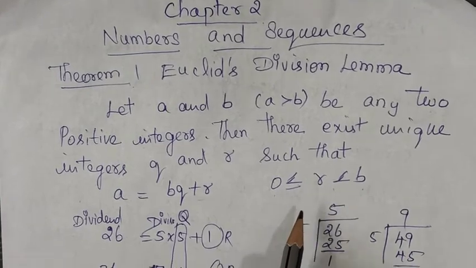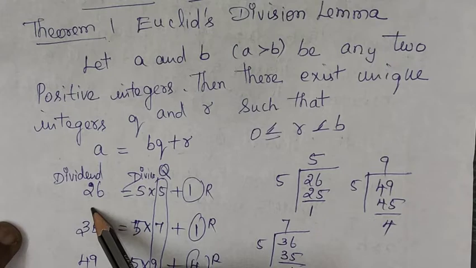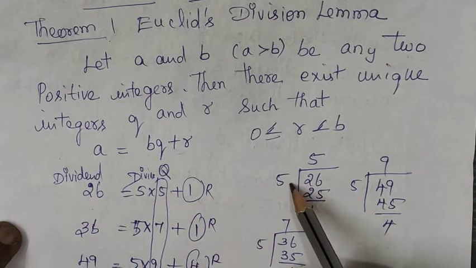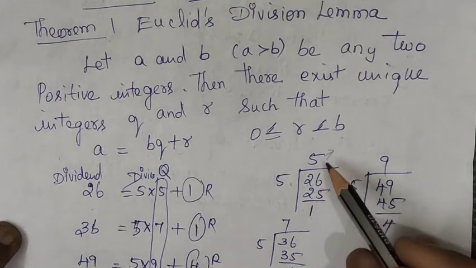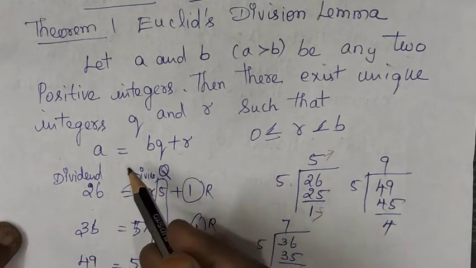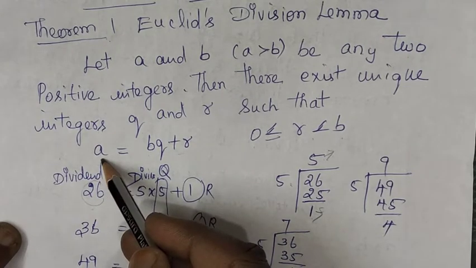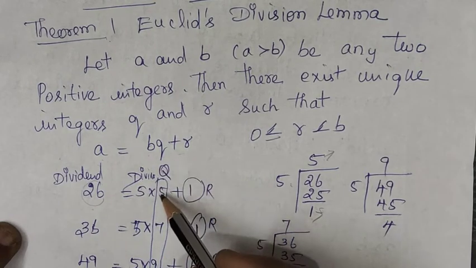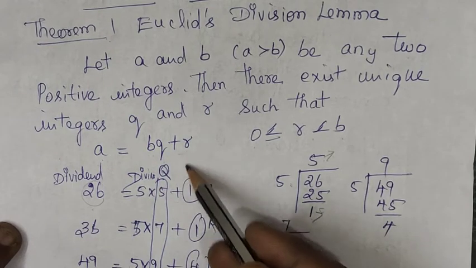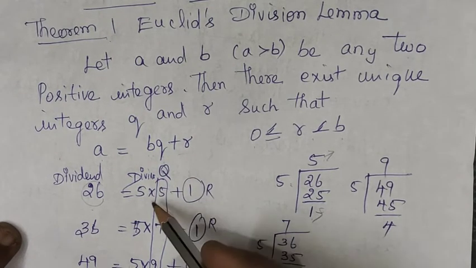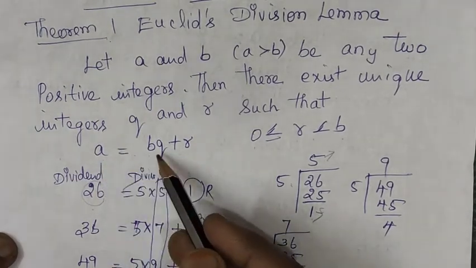I can explain this through an example. Suppose we take 26 divided by 5. 5 fives are 25, remainder 1. Here 5 is the quotient and 1 is the remainder. The dividend is referred to as A and the quotient as Q. The divisor is referred to as B and the remainder as R. So any number can be written in terms of A equals BQ plus R.